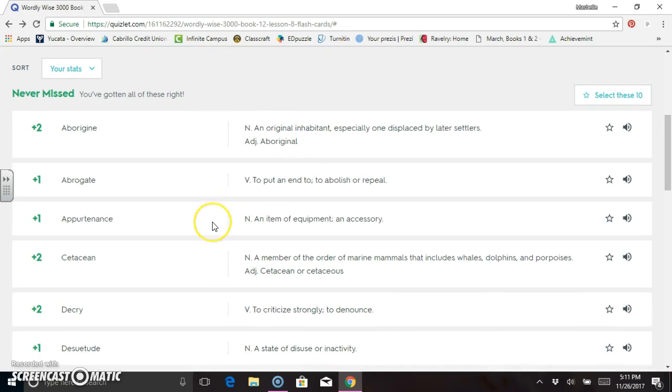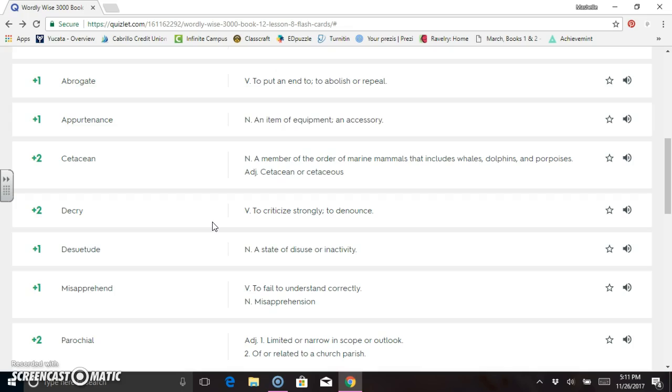Okay, decry is a verb, to criticize strongly or to denounce. This is very similar in essence to abrogate, abrogate meaning to get rid of, but at the same time a lot of people abrogate things when they're decrying it, so when they're strongly criticizing it or they're denouncing it and saying they want to get rid of it.